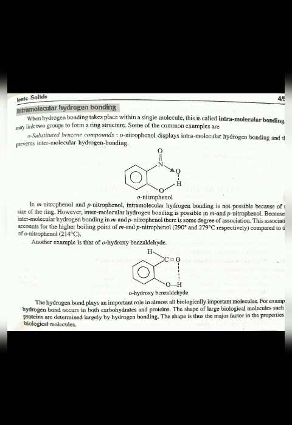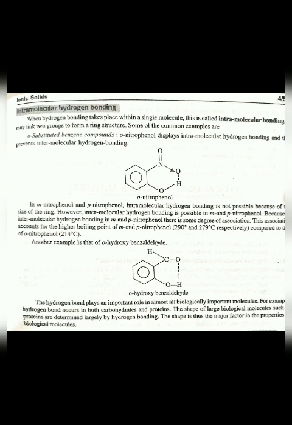Intramolecular hydrogen bonding. When hydrogen bonding takes place within a single molecule, this is called intramolecular bonding. It may link two groups to form a ring structure. Some common examples are ortho substituted benzene compounds. Orthonitrophenol displays intramolecular hydrogen bonding and this prevents intermolecular hydrogen bonding.